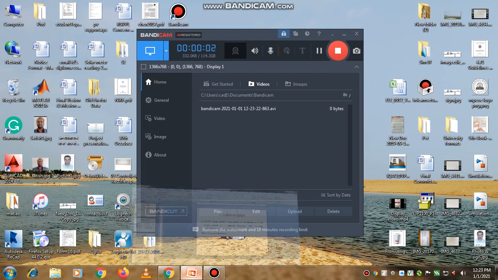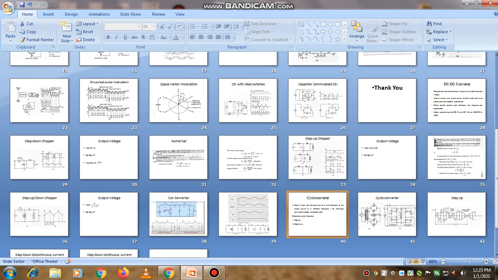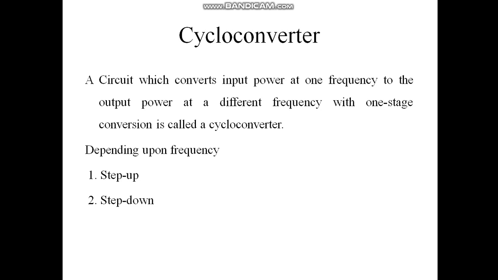Hello friends, today we are going to learn a new concept from your last chapter, that is a cycloconverter. Many times in exams you will be asked to describe a cycloconverter with its diagram and waveform. So first of all, let's see what a cycloconverter is.